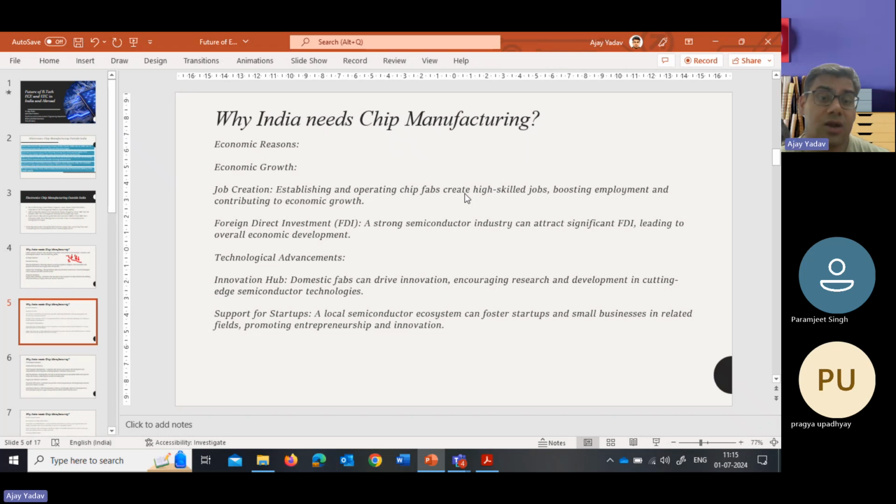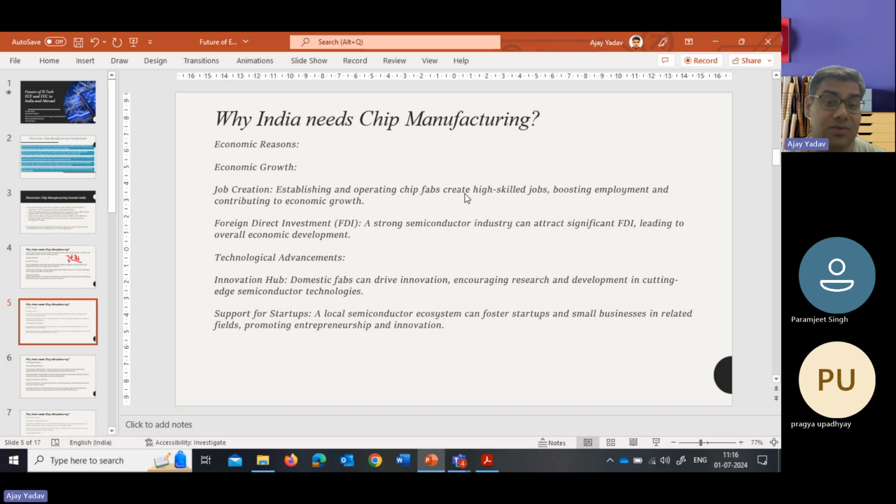Next thing is your technological advancement. When you have your own chip manufacturing plants, then right now the Indian government is planning only 32 nanometer, 40 nanometer, 65 nanometer technology chips. But in future, when you have your own manufacturing plants and your own R&D teams at these plants, they can go to the lower level also, just like Taiwan.